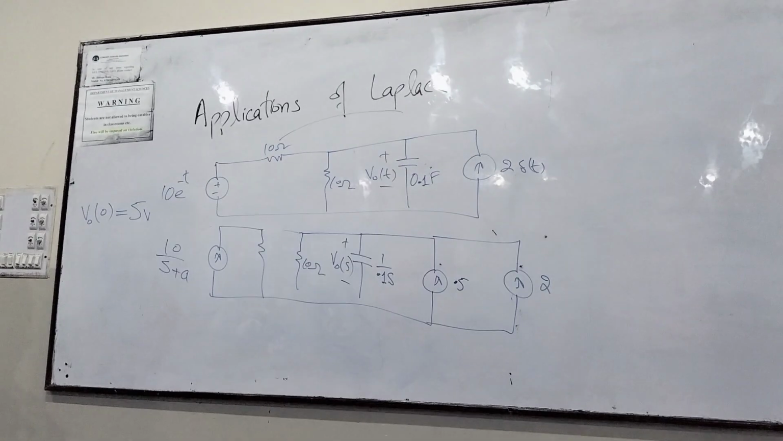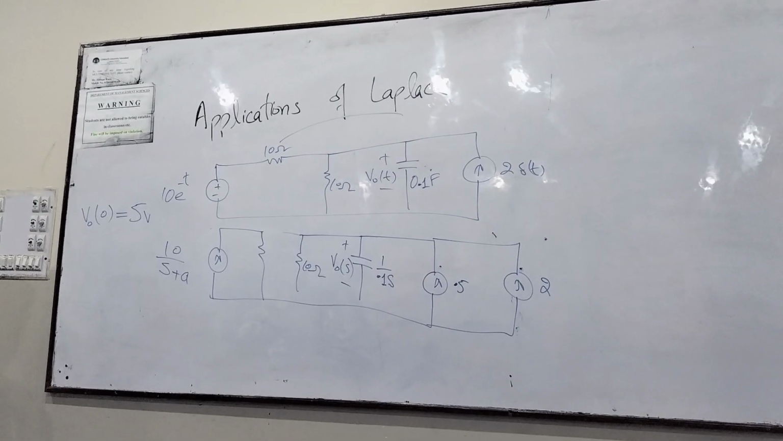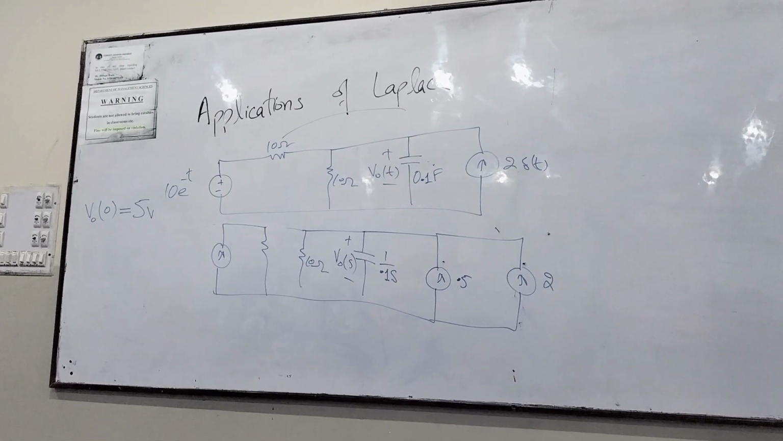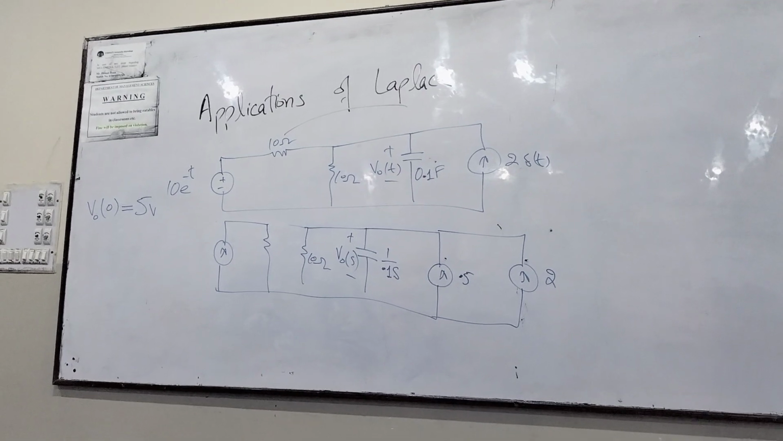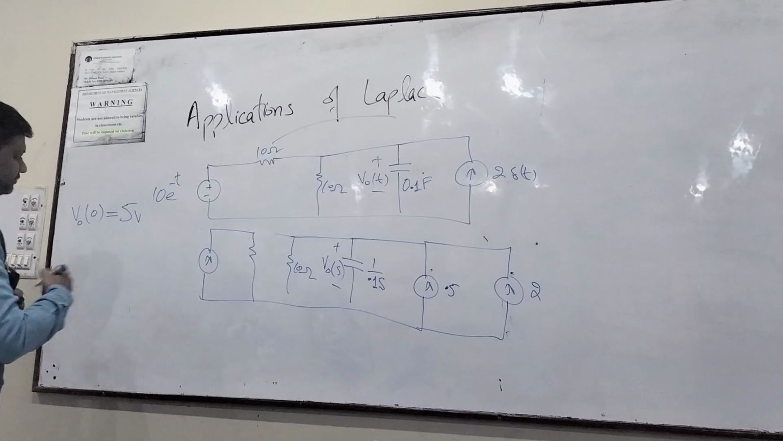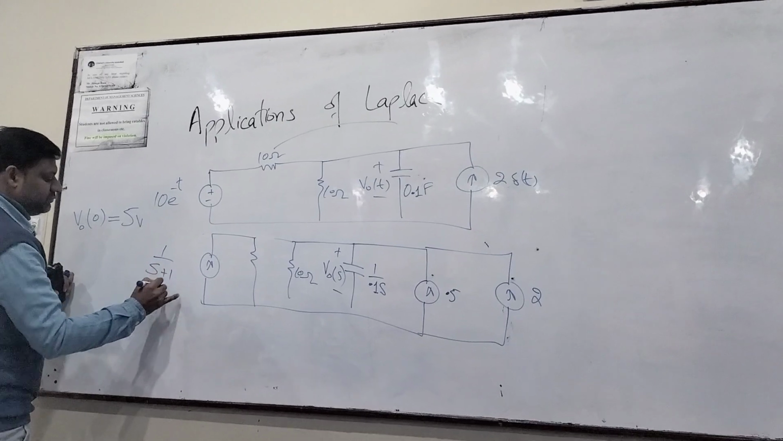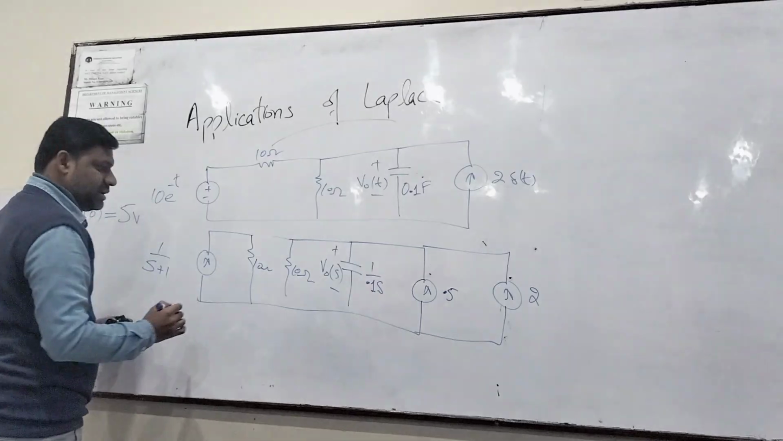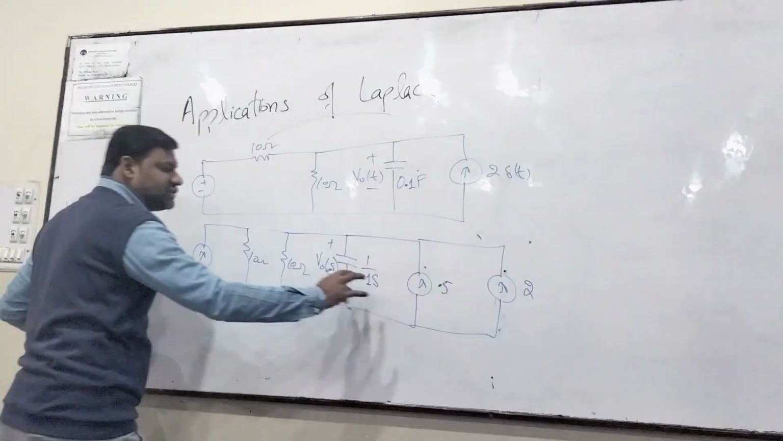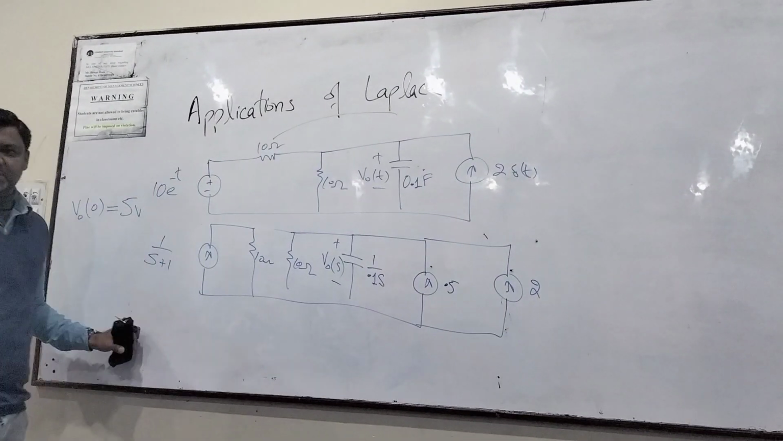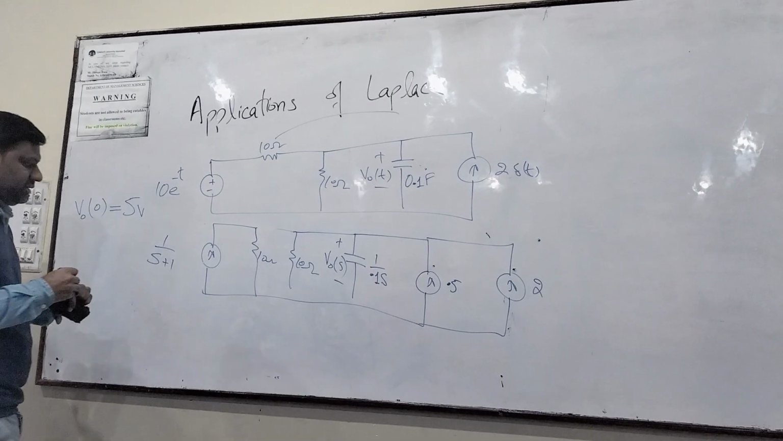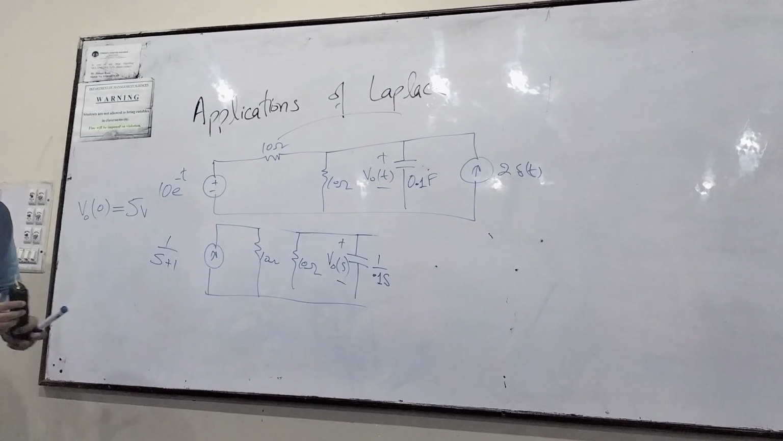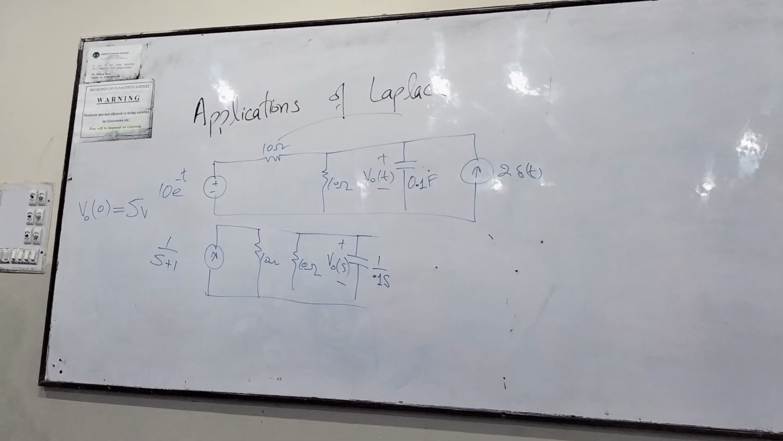Now I can combine this. It will not be the value. The new value will be 1 over s plus 1. This will be the new value. So now I can combine these 3 current sources into one single current source. The value 2s plus.